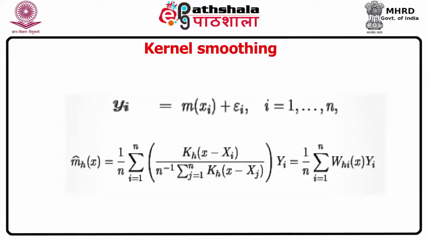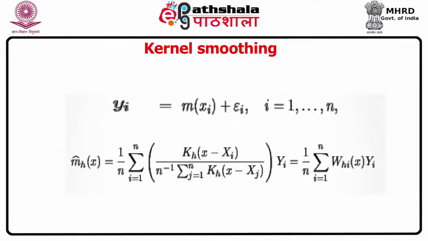One way of getting m hat h of x is first to choose a value of h, next to choose the function k, which is called the kernel, and to take the average which we see in the second line of this slide. So if you look at this equation, it's a simpler way of putting it. It tells me simply that my predicted value at the covariate value x is a weighted average of all the data. However, the weight given to the value of x_i depends on the particular location where I am.